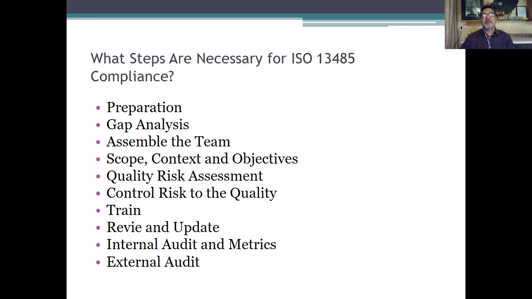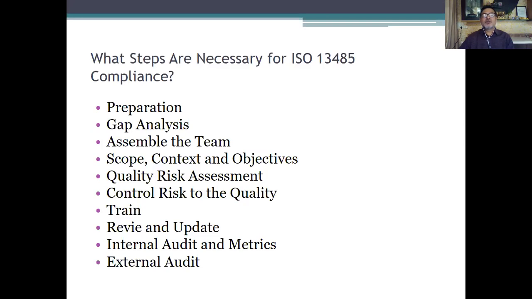Step 2, gap analysis. Conduct a thorough review of all existing quality policies, protocols, tools, and needs. This will help inform your response to ISO standard requirements and form the basis of the core elements of your solution, that is the quality management system, MDQMS. Step 3, assemble the team. It's smart to create a project team and leader that are well informed about your operations and quality.